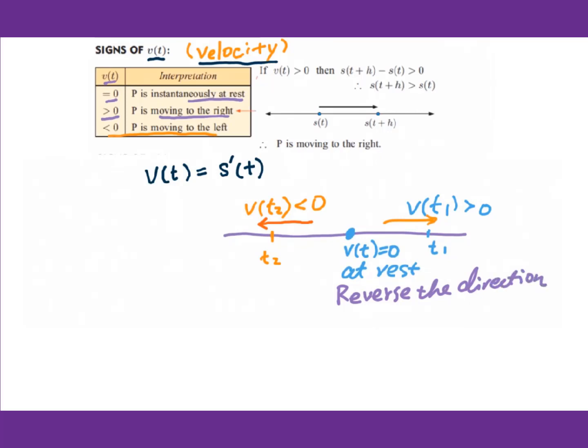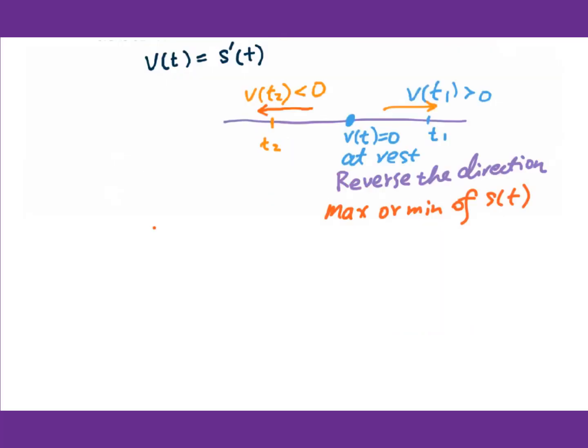And also, when v of t equals 0, it could be a maximum or minimum of displacement. For example, if I have v of t equals 7, which means the particle is moving to the right at a speed of 7.